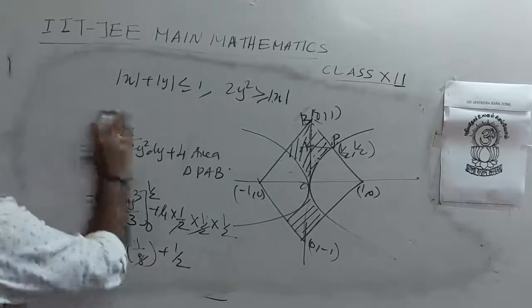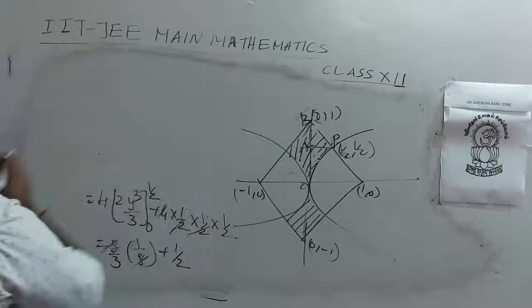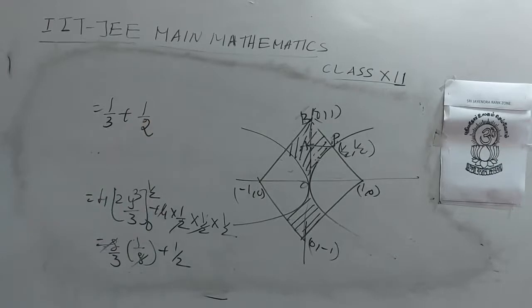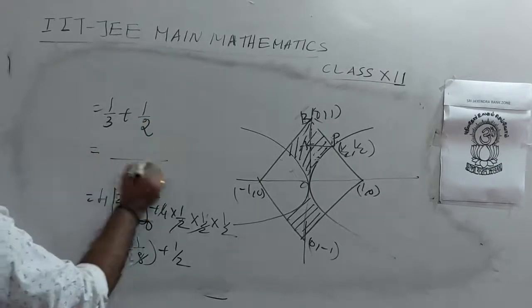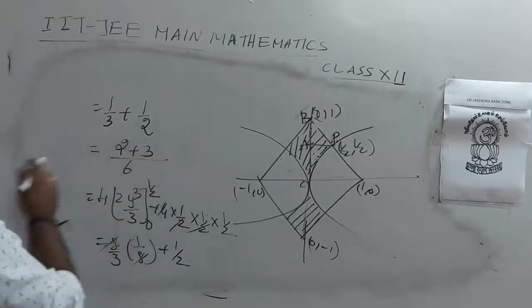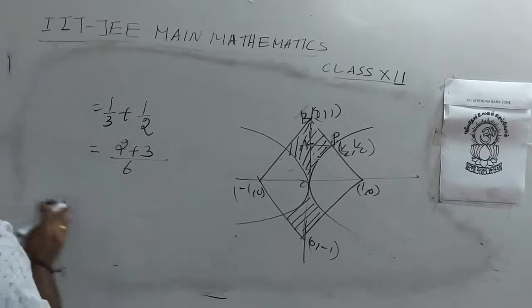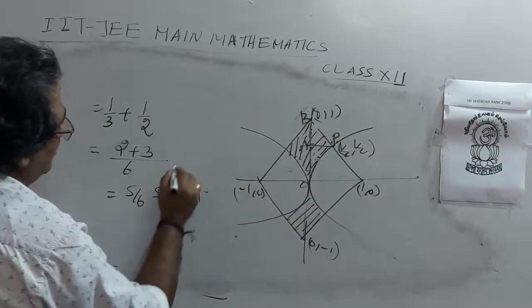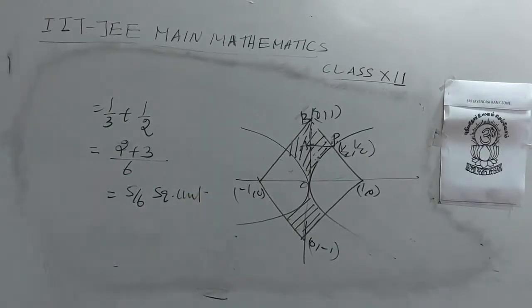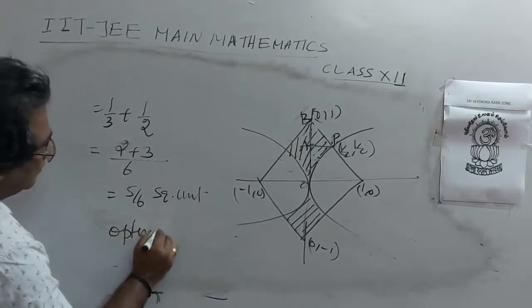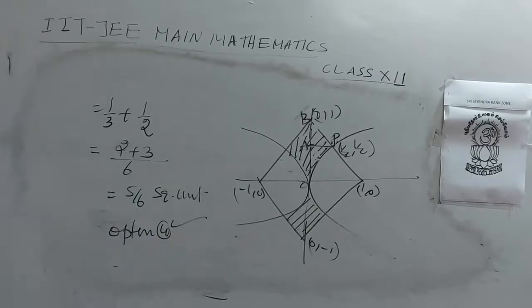This will be cancelled. One by 3 plus 1 by 2. Take 6 as LCM: 2 times here, 3 times. Five by 6 square units. So option 4 is correct.